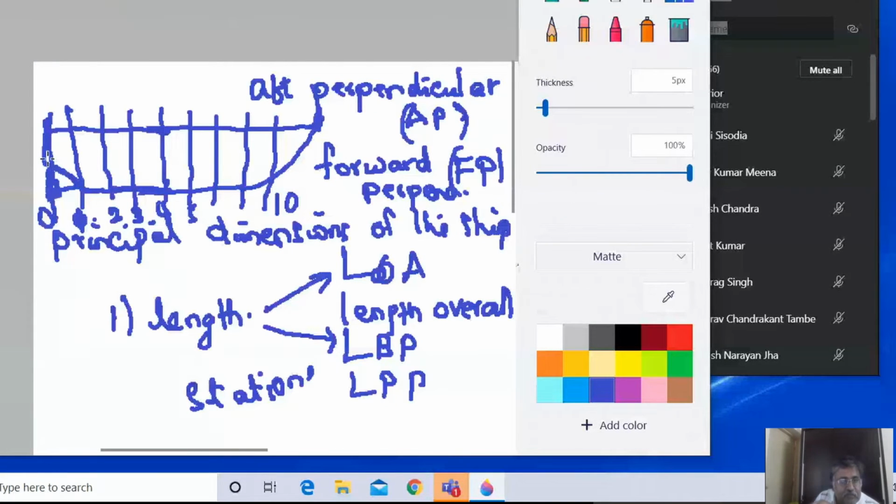Now there is another length. Now the question comes, how do we define? So there is one more line here. I told you there's a line usually you have. I'll try to make this a little cleaner.